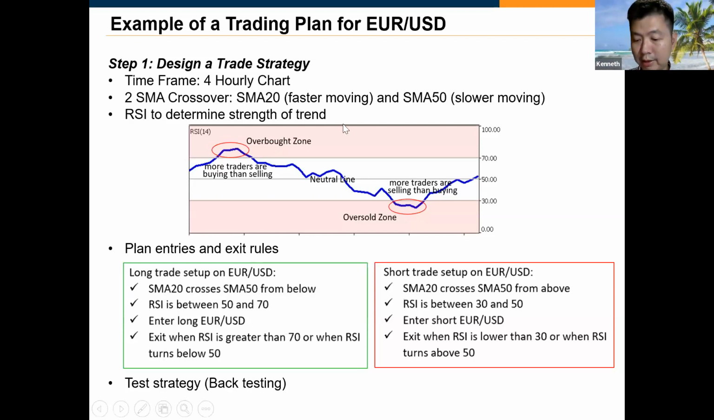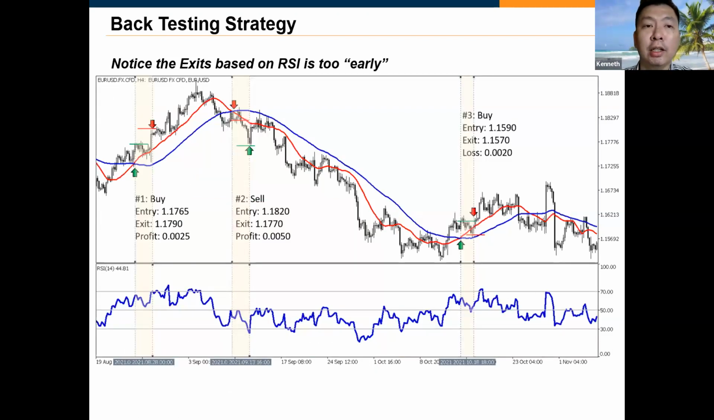Now, how does this look on the chart? As you can see, the strategy appears to be working. Under #1 identified, where a buy is signaled, the entry was at 1.1765. And when the RSI reached overbought levels at 70, the exit would be at 1.1790. This trade would have made 25 pips.